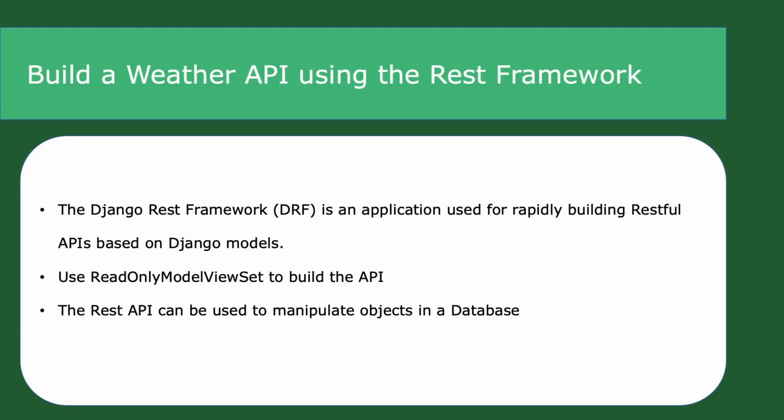In this tutorial, I'll be building a weather API using the Django REST framework. I will try to keep this tutorial simple by using the read-only model view set to build the API. My interpretation of a REST API is a way of manipulating objects in a database. To keep things simple, we're only going to be reading items stored in the database.